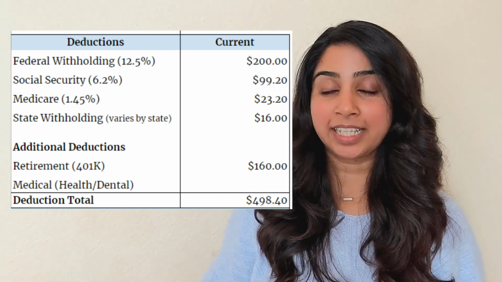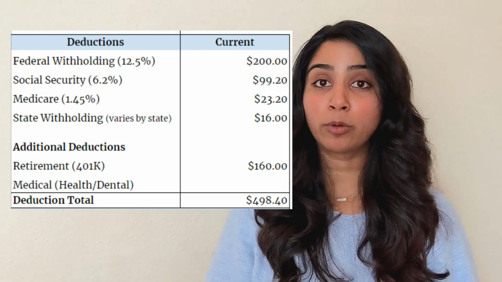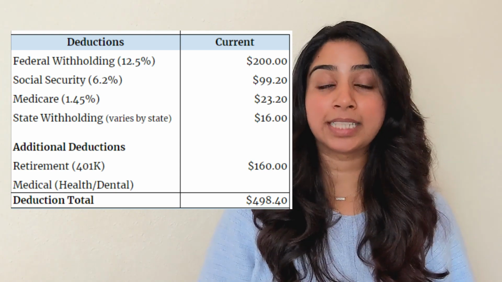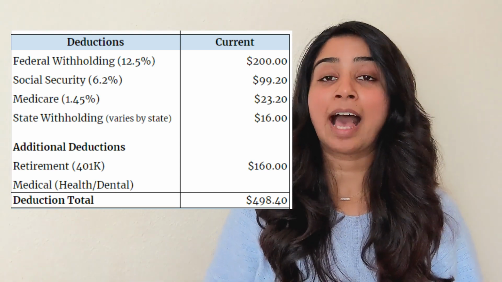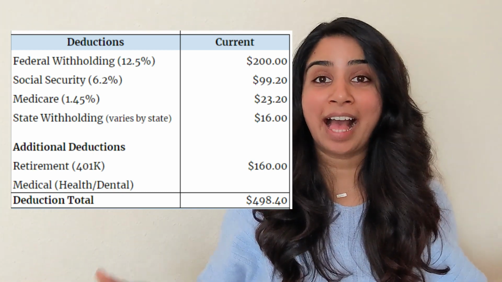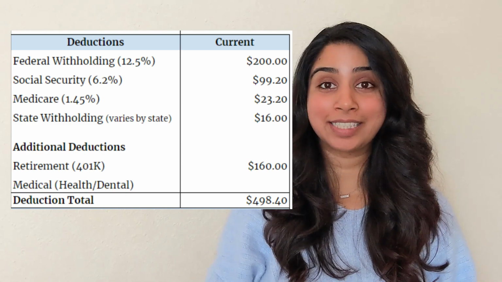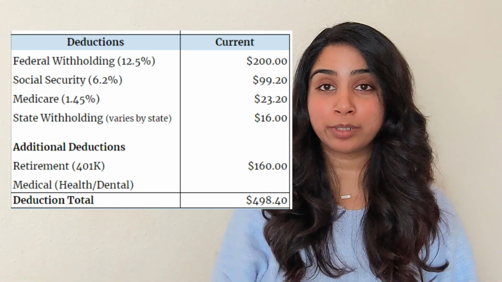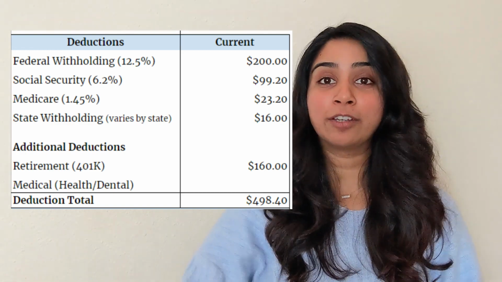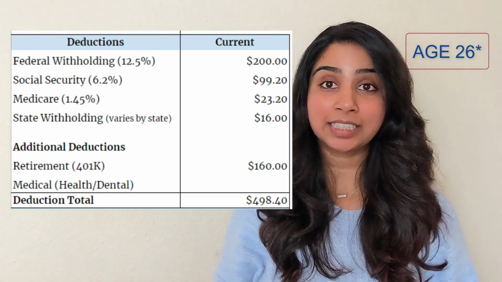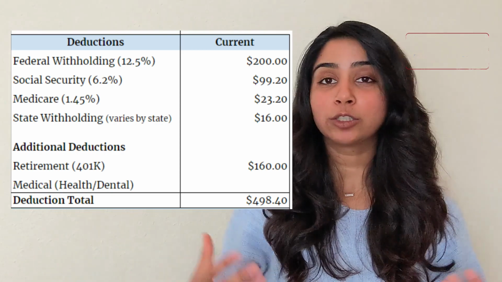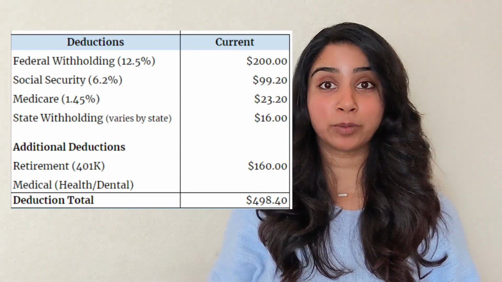You may also be seeing an employer contribution. So if your employer matches a certain percentage of your 401k, for example, like 5%, 10%, you will also be seeing how much they're contributing to your 401k on your pay stub. Below that, we have a line item for medical, health, and dental. So if you are paying out of pocket for your premium on your health insurance or your dental insurance, this is where you'll be seeing it. Now, if you are under the age of 27 in the United States, you're technically allowed to be on your parents' health insurance until the age of 26. So if you're not seeing this line item, that might be the reason.